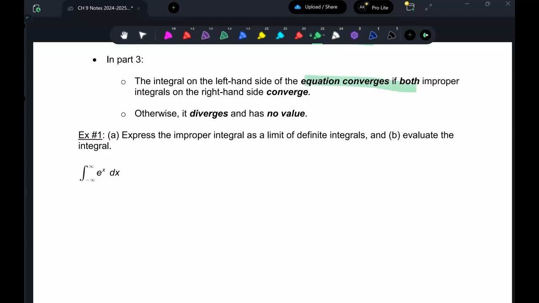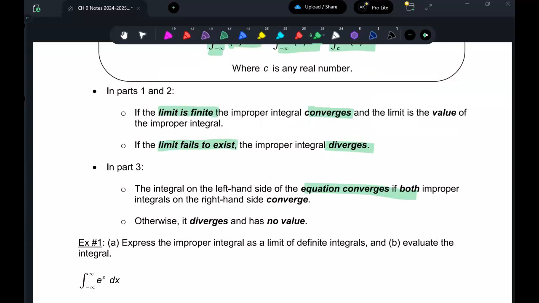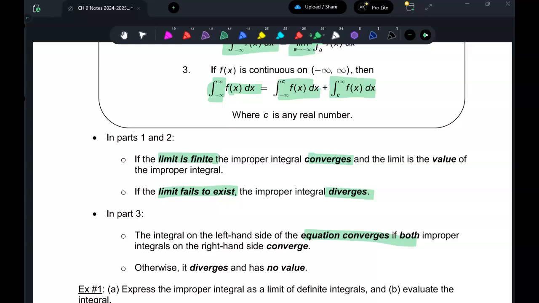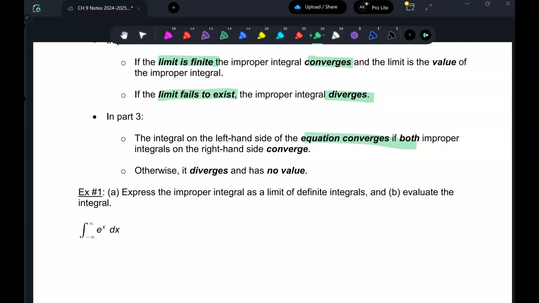Okay, so in part 3, just so you can see, part 3 has 2 improper integrals. Basically it's saying if both of these improper integrals converge, then the whole thing converges, right? Otherwise, it's going to diverge. So both parts have to converge. If one part converges and the other part diverges, then the whole thing diverges.